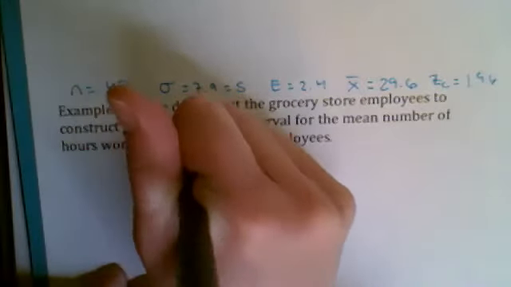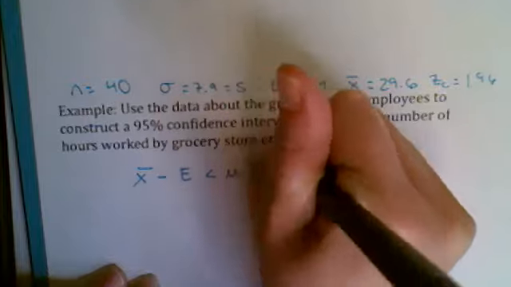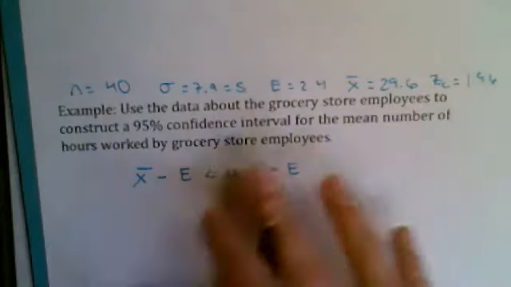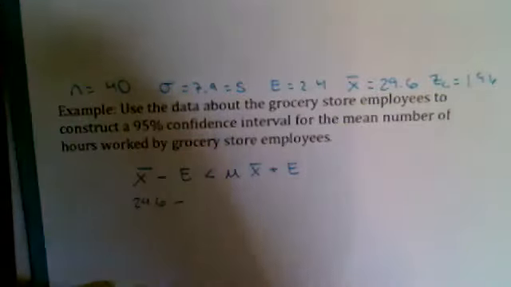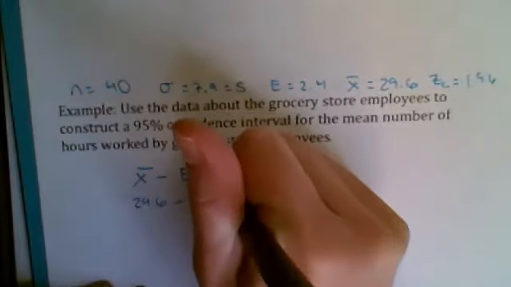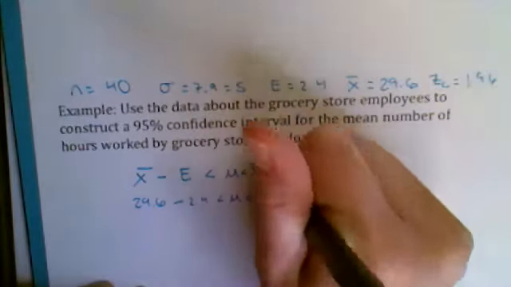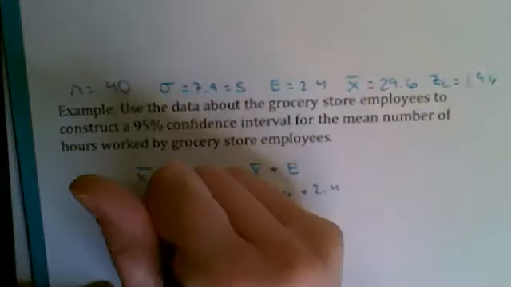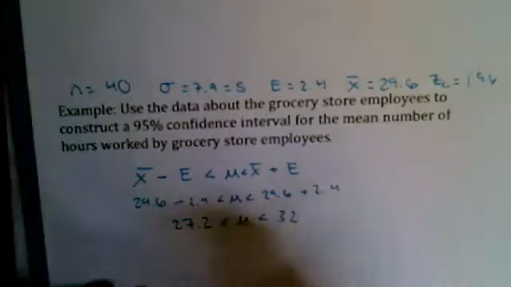Since we already did most of the work for this problem, we just need to now find the confidence interval. Here's my formula. I'm going to subtract and add my margin of error to my 29.6. So 29.6 minus 2.4 and 29.6 plus 2.4 will give us 27.2 and 32.